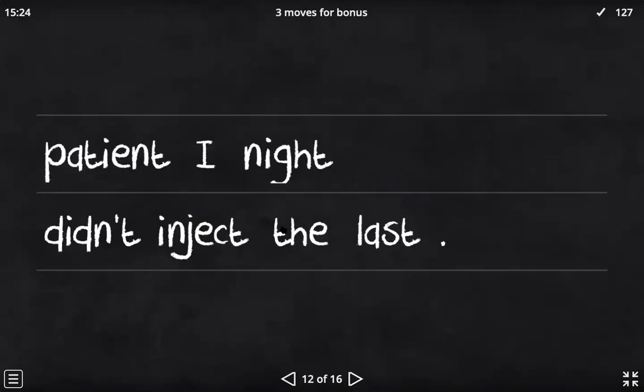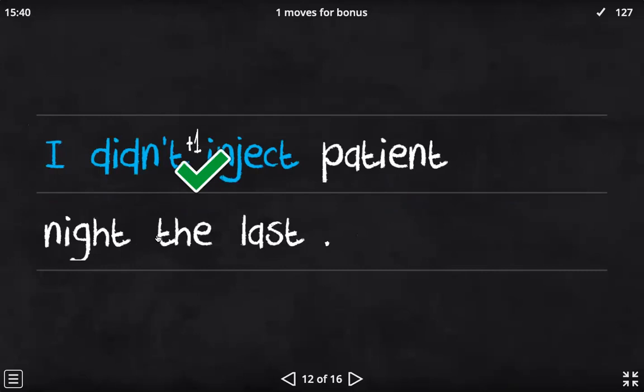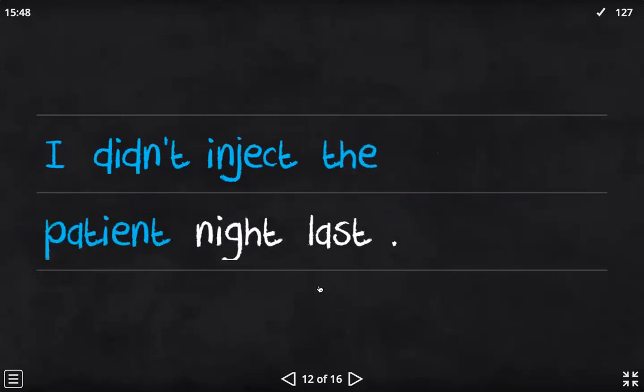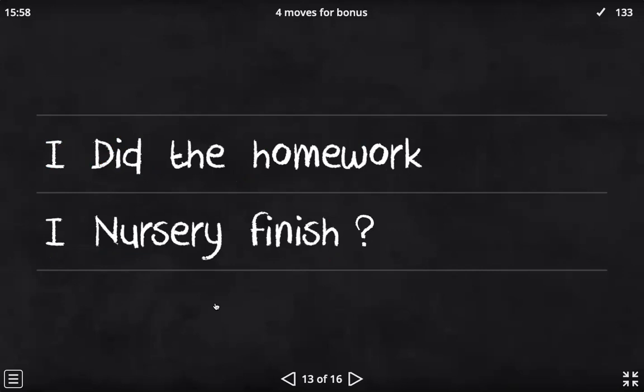And here, how do we begin this sentence right here? I didn't. I didn't inject the patient. The last patient? No. The patient last night. Anoche, last night. Here we have a time expression, last night. I didn't inject the patient last night. Okay, and here.